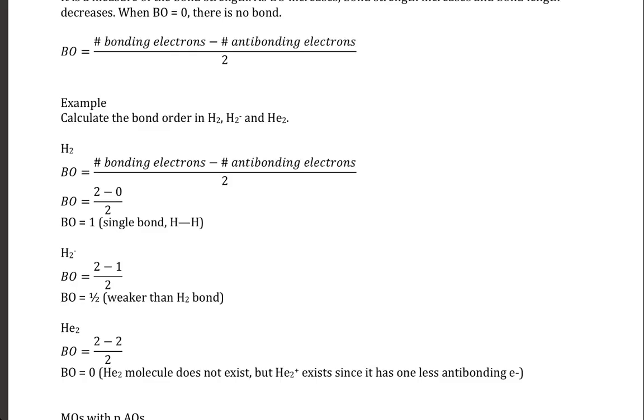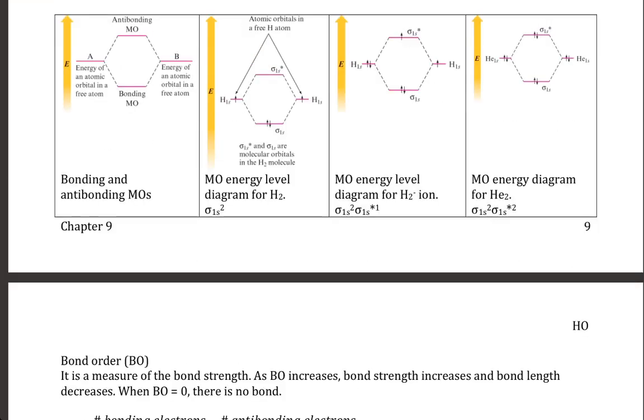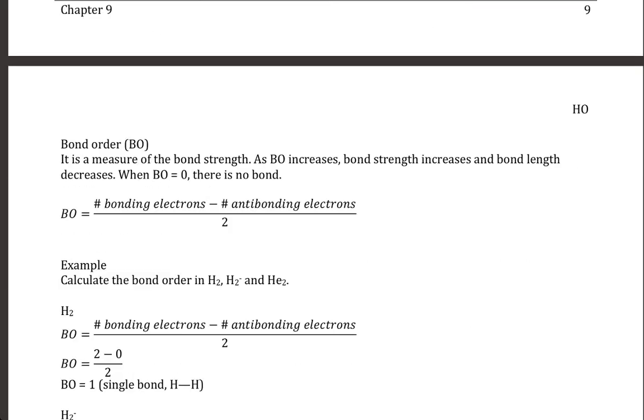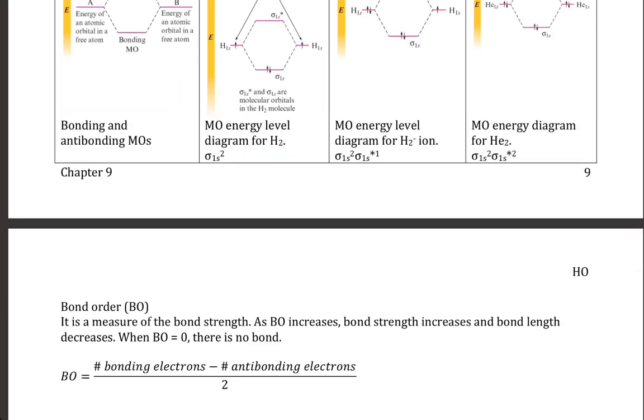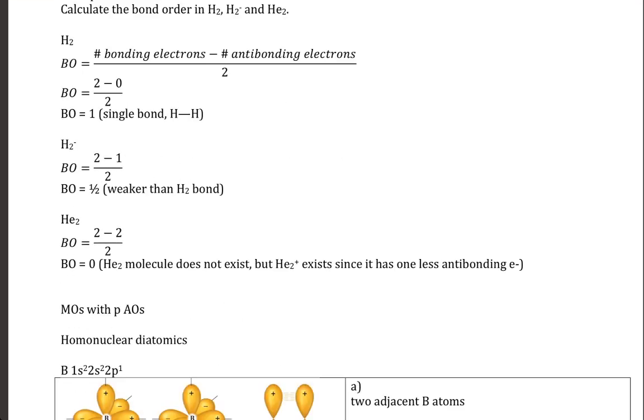Okay, so what we have to do is go back to the diagrams. Here's the diagram. The second one is the diagram for H2. So we have 2 sigma 1s electrons. And we have no antibonding electrons. So we have 2 bonding electrons, and we have no antibonding electrons. So we have 2 minus 0 divided by 2. Bond order is 1. That would correspond to a single bond, which is what we see in H2.